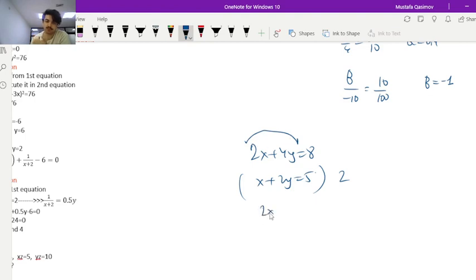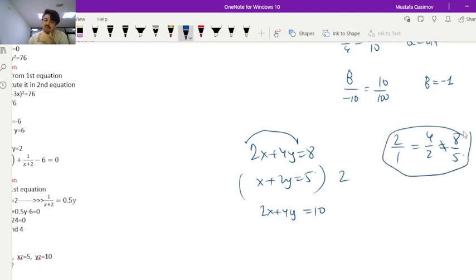We will get 2x plus 4y but different output. When we have different output for the same thing, it means there is no solution. 2 over 1 is equal to 4 over 2, but it is not equal to 8 over 5. From here we can also understand there is no solution.